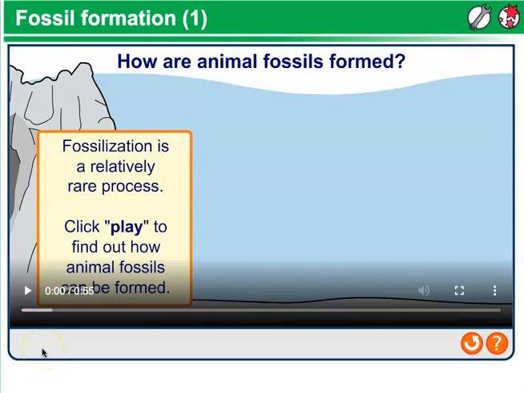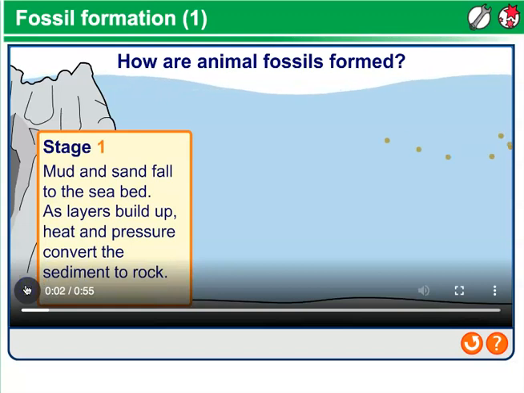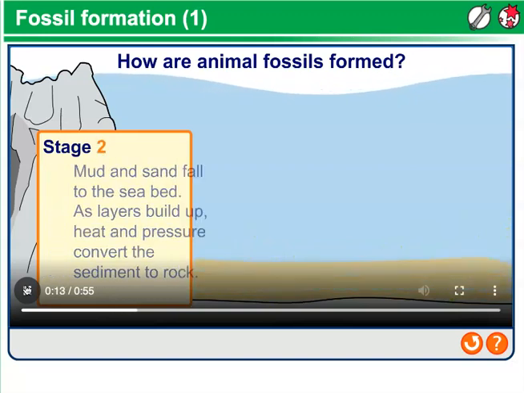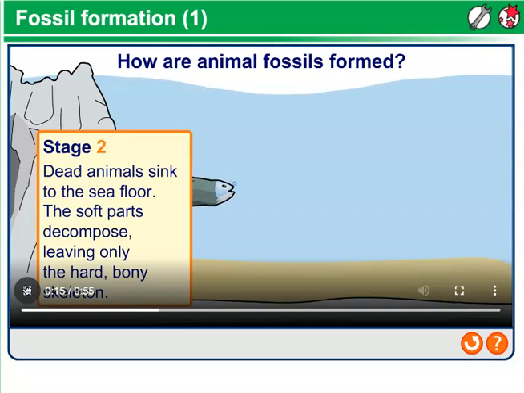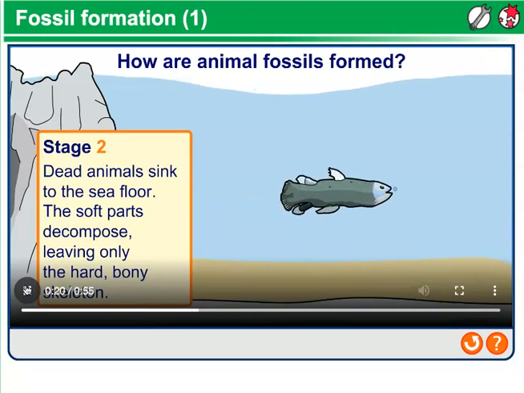So how are animal fossils formed? Fossilization is a relatively rare process. Stage 1. Mud and sand fall to the seabed. As layers build up, heat and pressure convert the sediment to rock. Stage 2. Dead animals sink to the sea floor. The soft parts decompose, leaving only the hard, bony skeleton.